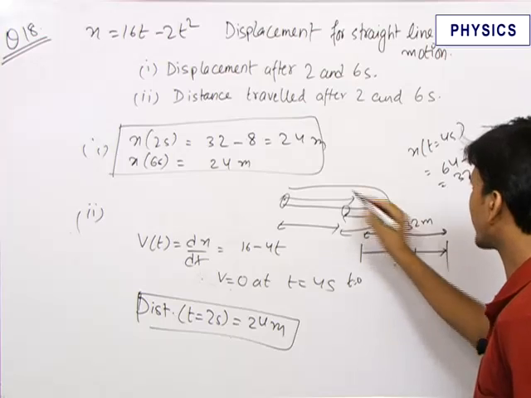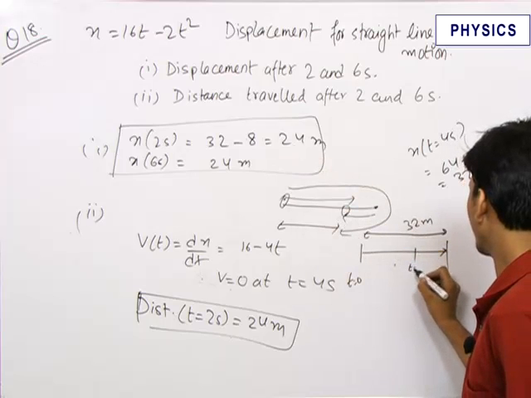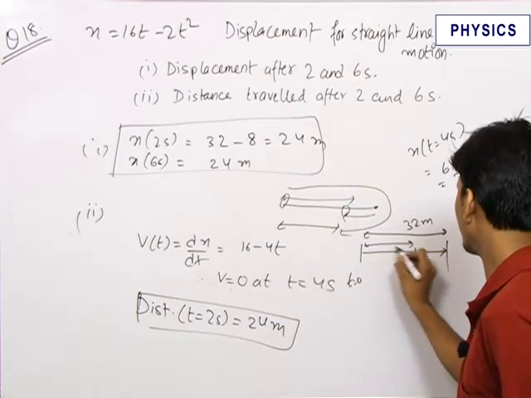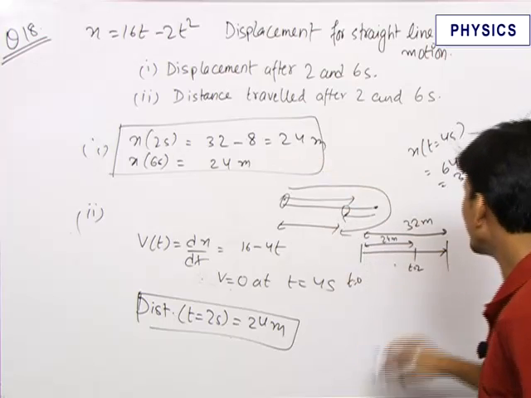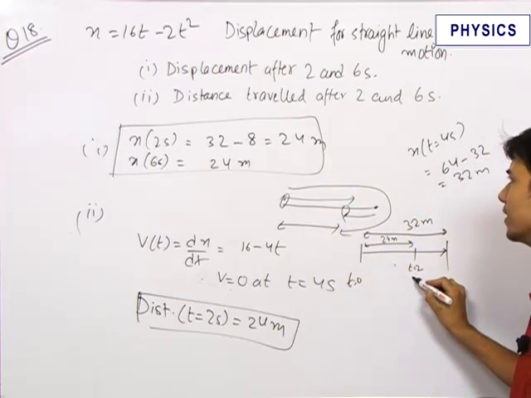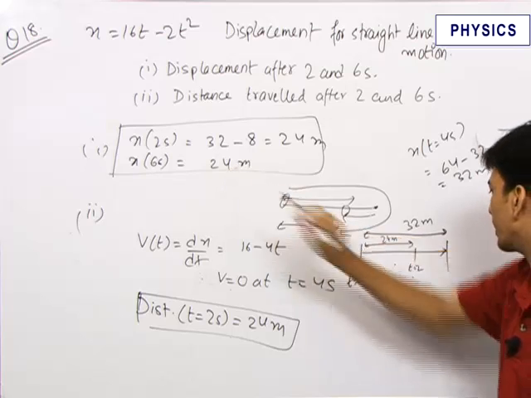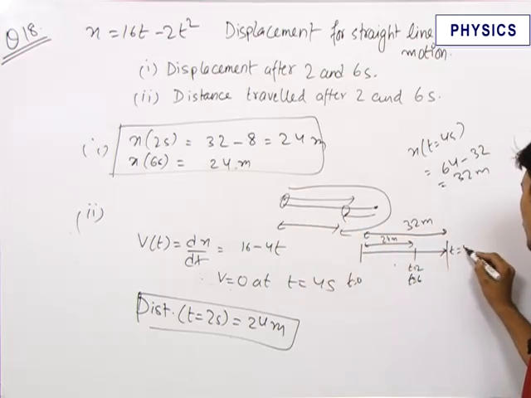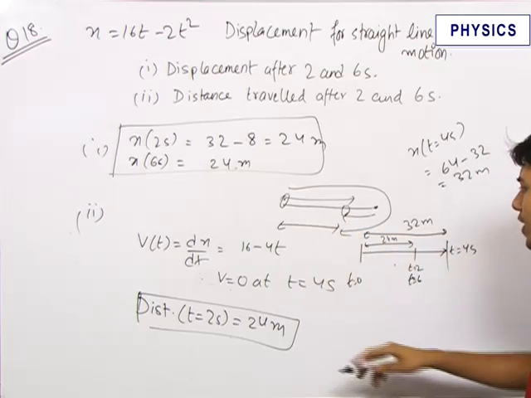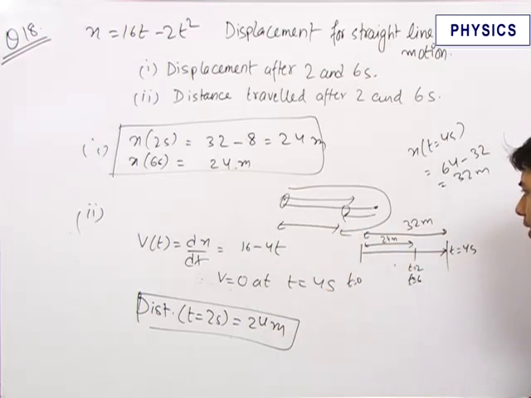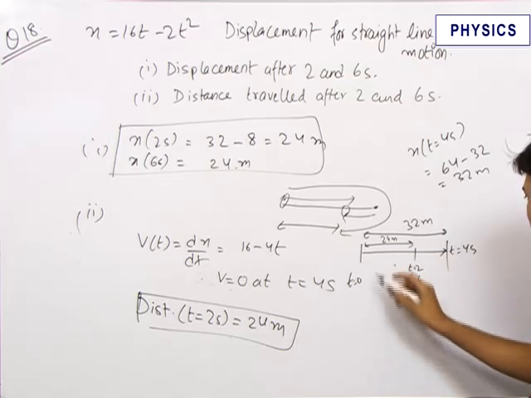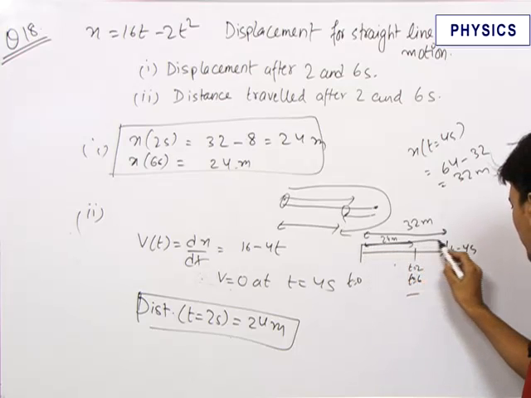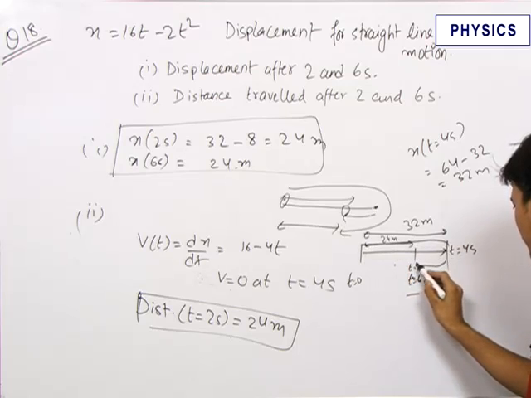Displacement at t is equal to 2 seconds was 24 meters. At t is equal to 2 seconds, the object was here. Now at t is equal to 6 seconds, it is again here because the displacement is 24 meters. At t is equal to 4 seconds, the object is here. So we need to find out the distance travelled by the particle in 6 seconds. So the object goes from here to here and it returns back here.